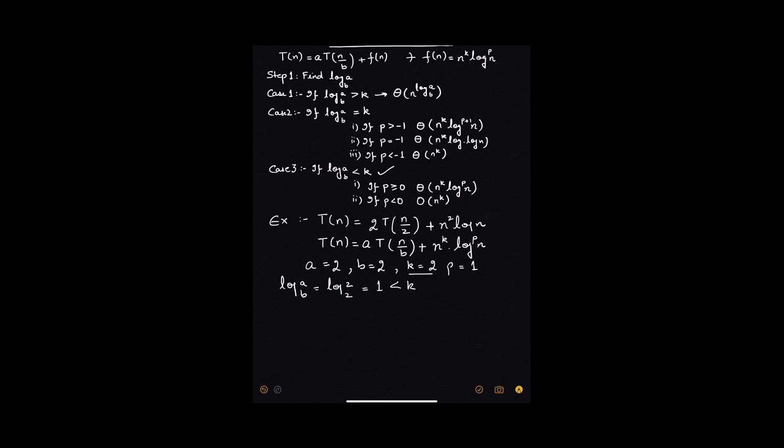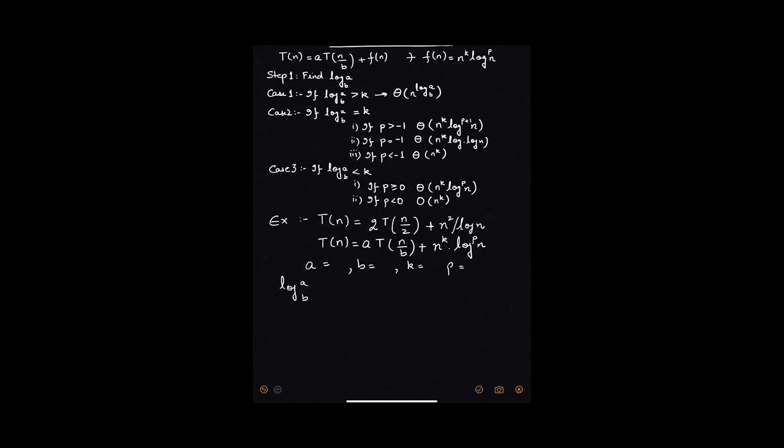This resembles my case 3. And now I have to additionally check the value of p. So the value of p over here is 1. So case 3, equation 1 is satisfied. So the time complexity that I would be getting for this recurrence relation is theta of n raised to the power of k into log to the power p of n. So total time complexity becomes theta of n square into log to the power 1 of n. So this is the time complexity for the recurrence relation 2T(n/2) + n square log n.